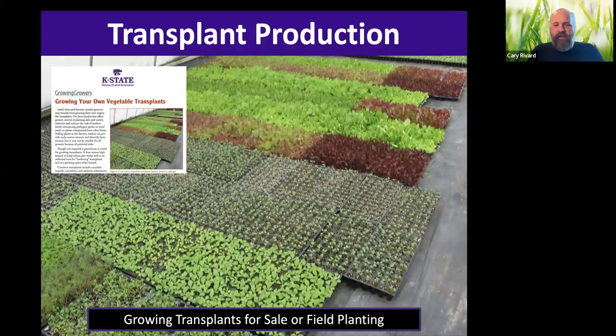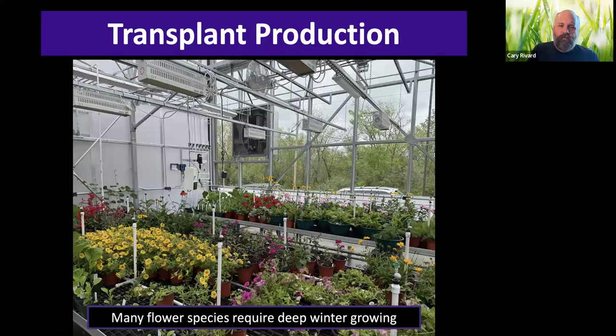Transplant production is obviously one of the primary things people use greenhouses for, especially on small and beginning farms, right? And so we can grow vegetables for ourselves. Also, a lot of folks find selling those transplants at the farmers market or through other ways can be really helpful, right? So that's a very common use of greenhouses on farms.